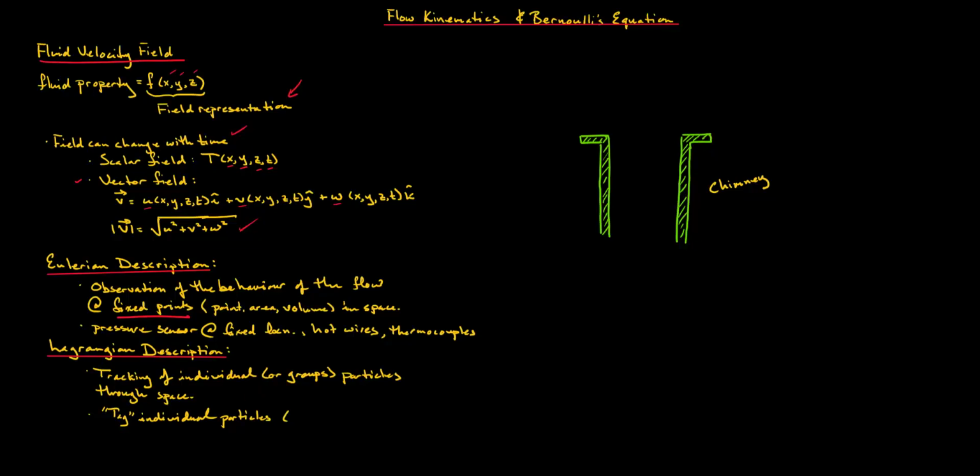And we could do this using dyes. We could use a smoke wire. And so what this does is that as the flow passes, let's say, past a certain point, we inject a dye, so that dye tags that particle, and then we observe that particle as it evolves through space. In practice, it is much harder to follow individual particles in space.